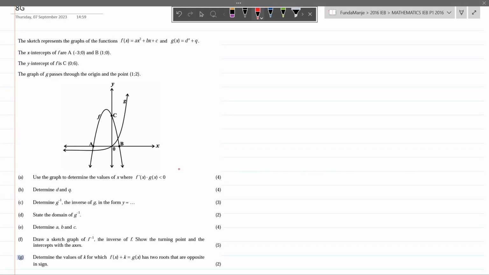So 8g says determine the values of k for which f of x plus k, let me actually write that down, f of x plus k is equal to g of x has two roots that are opposite in sign. So this question is confusing when we read about it. Most people honestly get confused on what to do, but we basically are looking for two solutions.